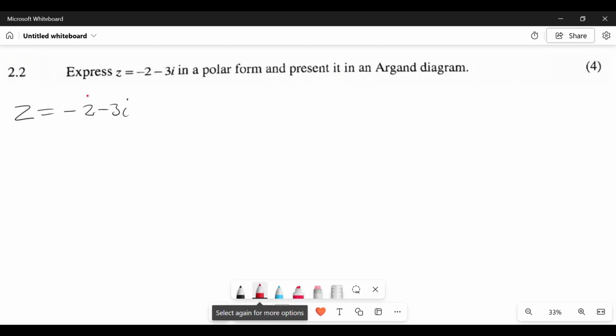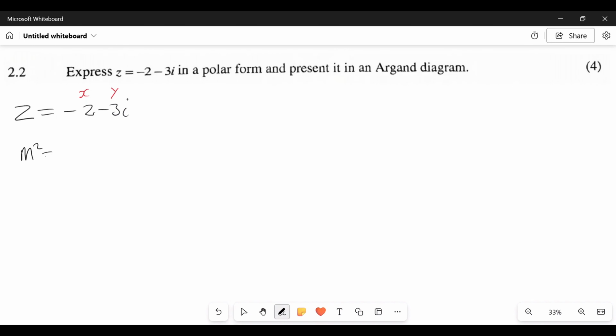First, you must understand that negative 2 is a real number, so it represents x. And then negative 3i is an imaginary number, so it represents y. So we can use Pythagoras theorem to calculate our modulus. In this case, our modulus is the radius. We just substitute the radius with the modulus.